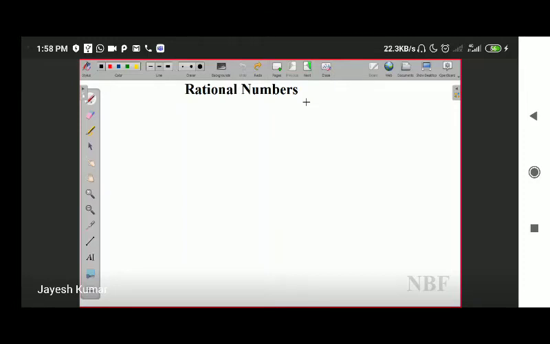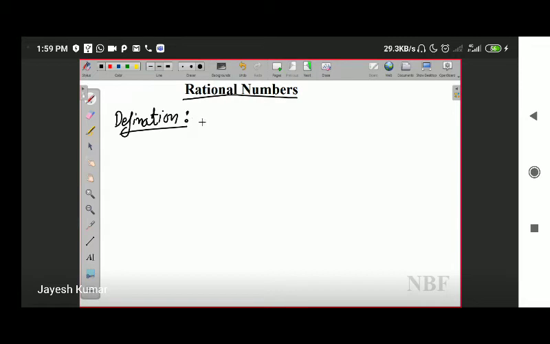Okay, we'll start with the first chapter, that is rational numbers. So, first of all, we'll start with the definition of the rational numbers. What are rational numbers? First of all, definition of rational numbers. Okay, so what are rational numbers?